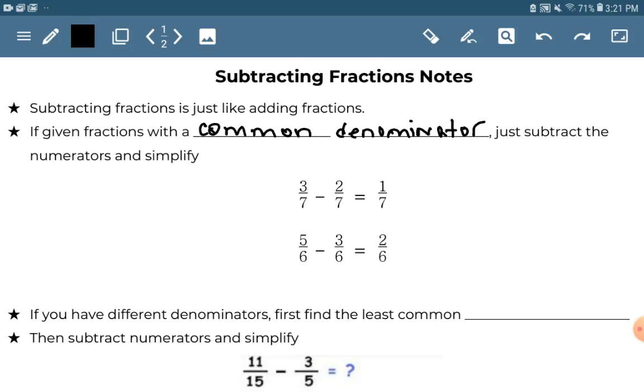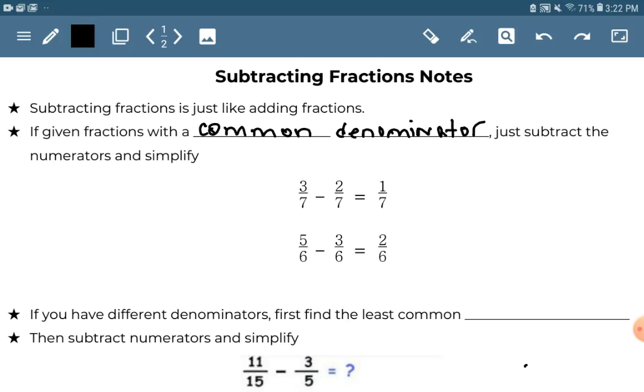There is 3/7 minus 2/7. Our denominators, remember those numbers on the bottom, are the same. They are both a 7. So what we can do is just subtract our numerators. 3 minus 2 is 1, and that means our answer is 1/7.